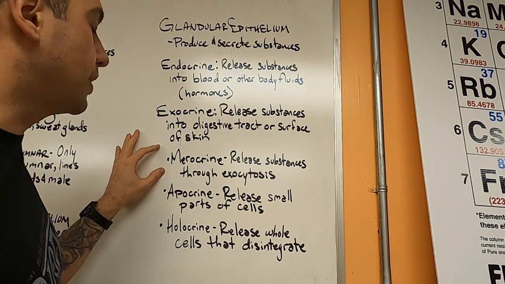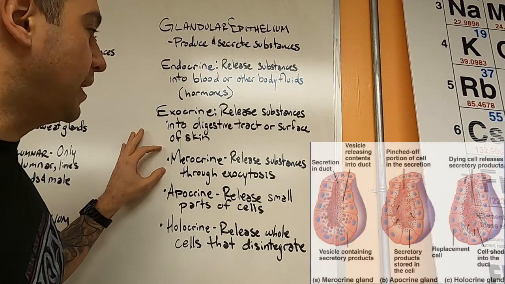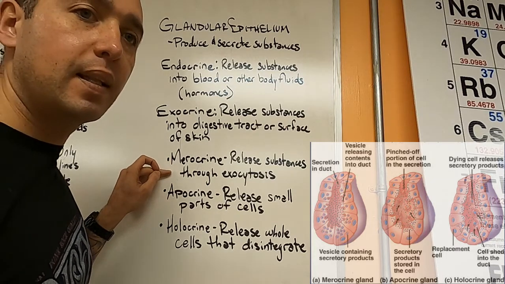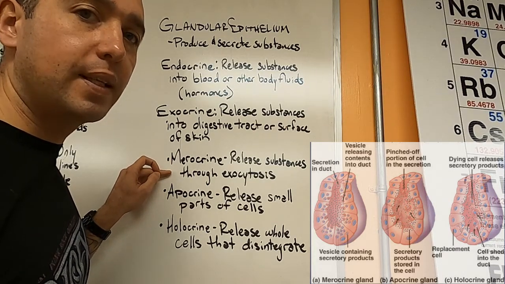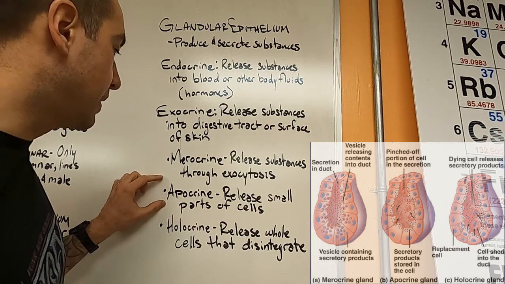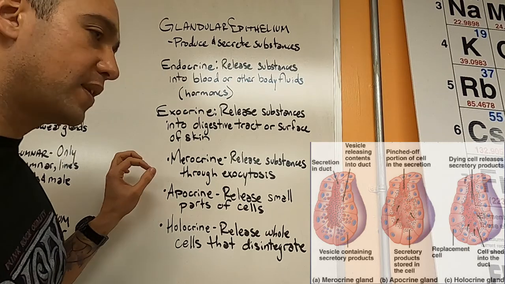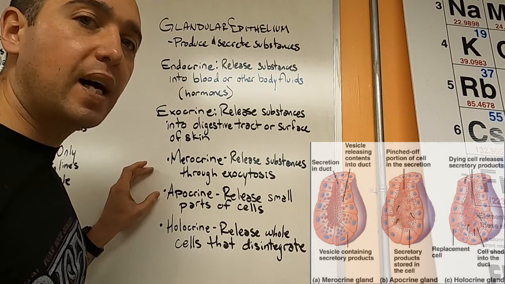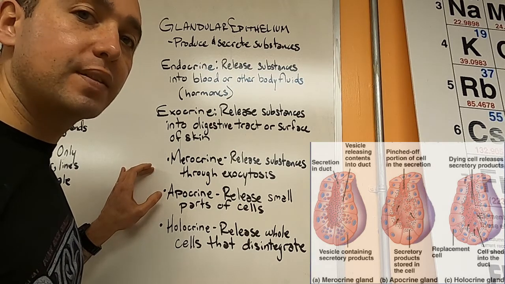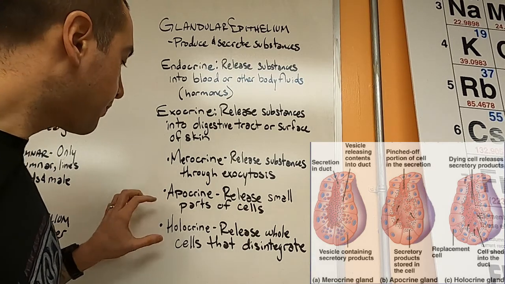Now there are a few ways that it can do that. Merocrine glands release substances through exocytosis. They just release the substances very easily, and those would be things like your salivary glands. Apocrine glands release small parts of the cells. Small pieces of the cells break off and disintegrate into that substance that will be secreted. These are things like the mammary glands.